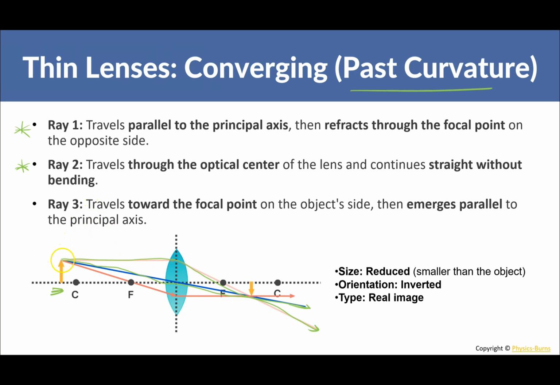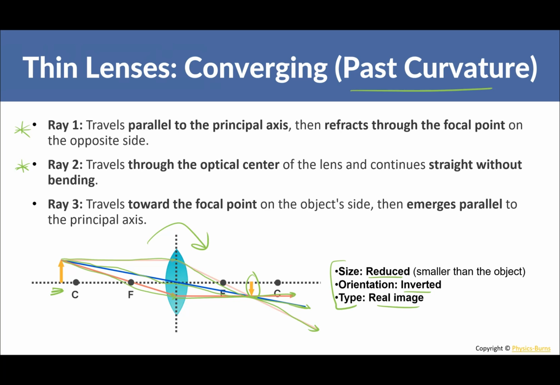Okay, so then we have boom, and then boom. And then it all converges right here. So this is for past curvature. As we can see, the size is reduced. The magnification is smaller. The orientation is inverted. And it's a real image because it's on the opposite side. All right, so that's how you draw and understand where the object is for each of these.